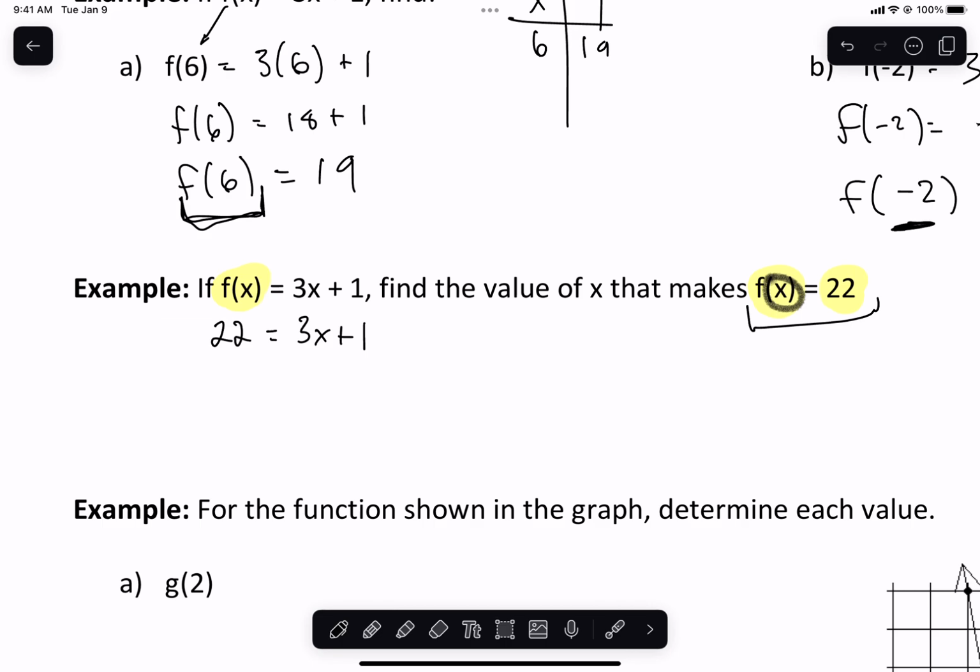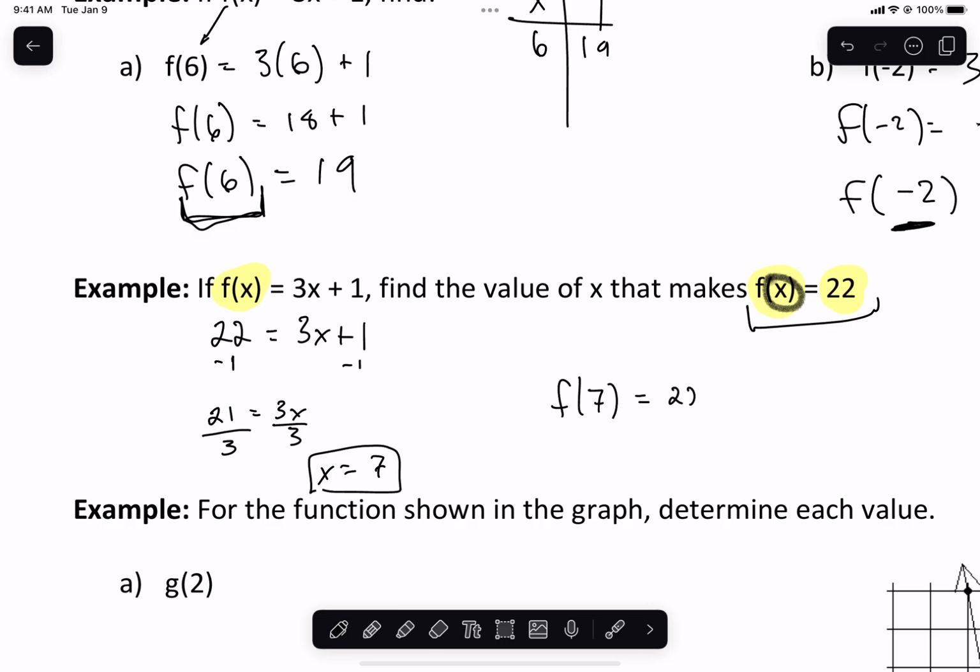We can solve this by creating a zero pair. We're going to get 21 has to equal 3x. Divide both sides by 3, and so x is going to equal 7. To finish these questions, it's nice to finalize it and say f at 7 equals 22.